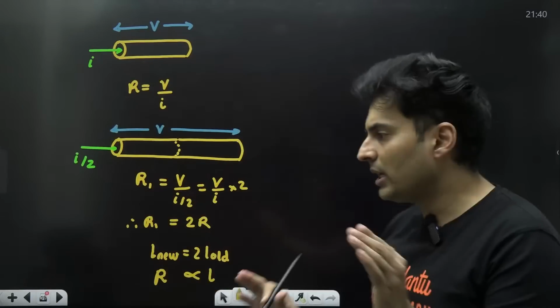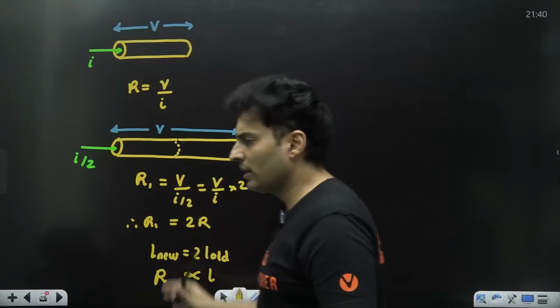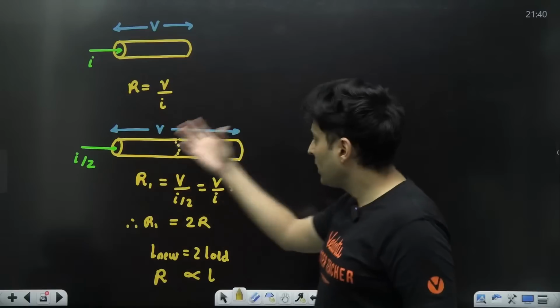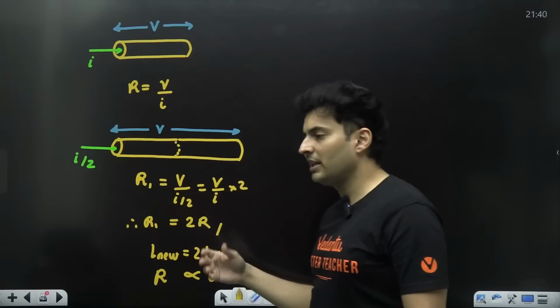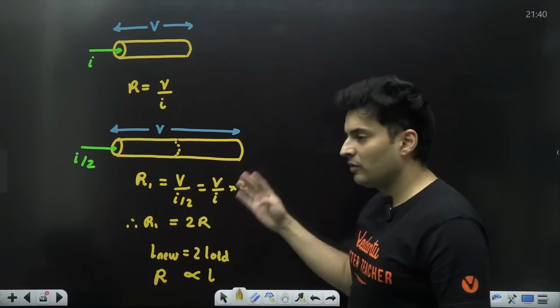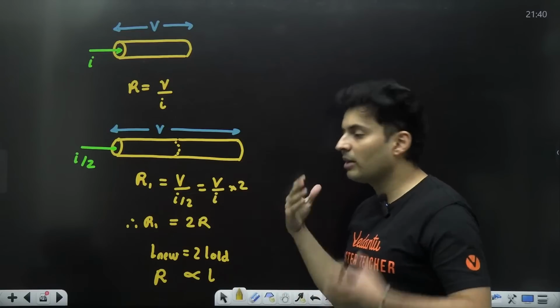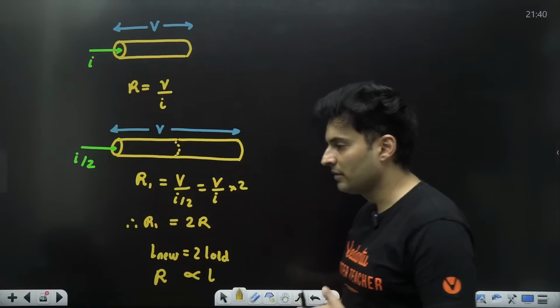Is that absolutely clear, everyone? How they were able to conclude this? By putting another conductor. And if you put 3 conductors, the resistance will become 3 times, the current will become 1/3. If you put 4 conductors, resistance will become 4 times, one after the other.